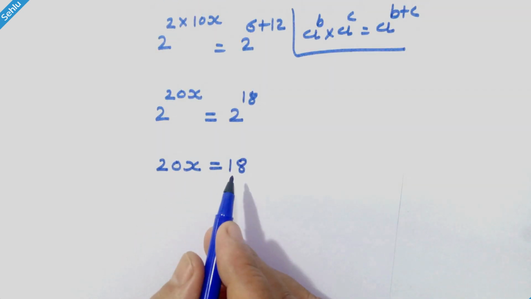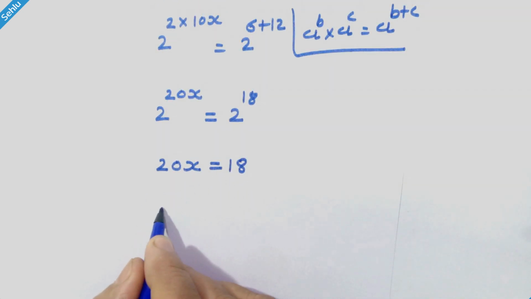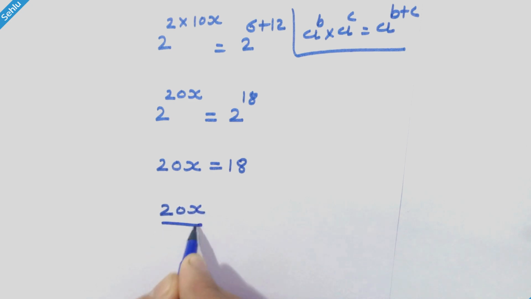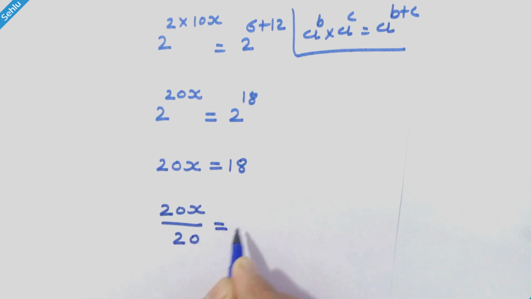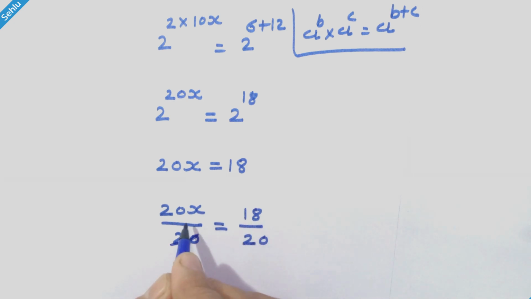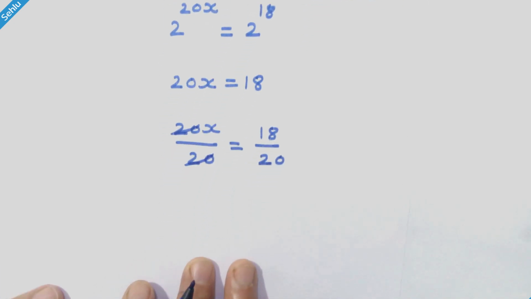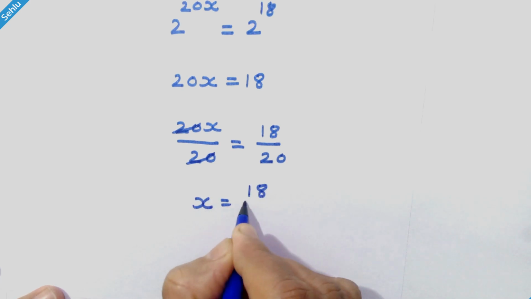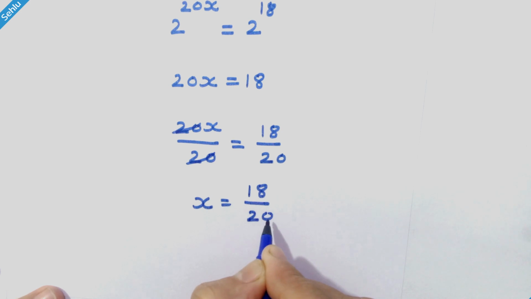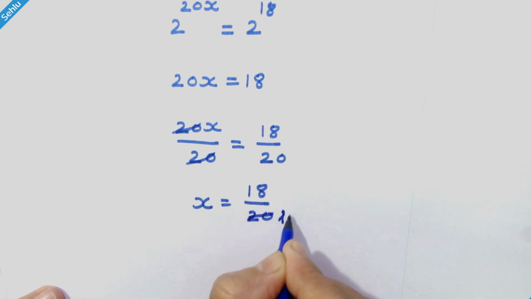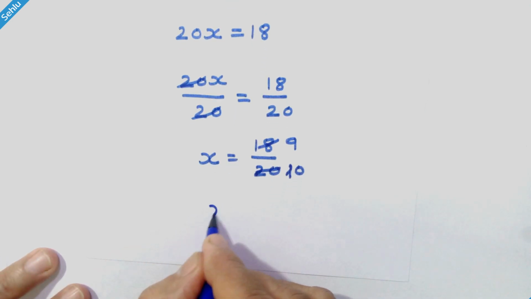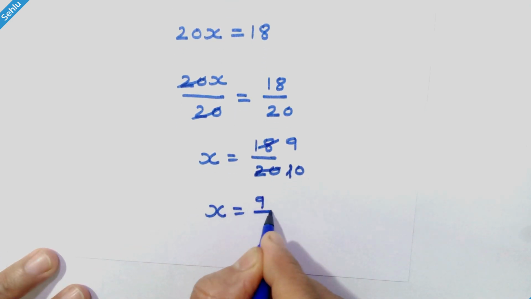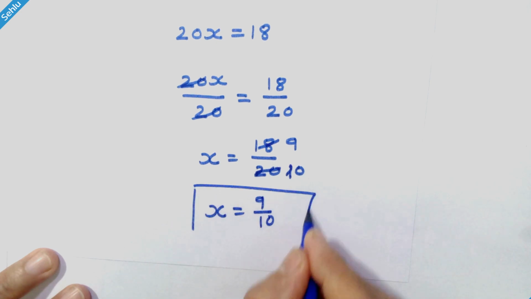Now we will divide with 20 at both the sides. So we have 20x upon 20 is equal to 18 upon 20. This 20 both will be gone. So x is equal to 18 upon 20. 10 to the 20 and 9 to the 18. So x is equal to 9 upon 10 is the answer.